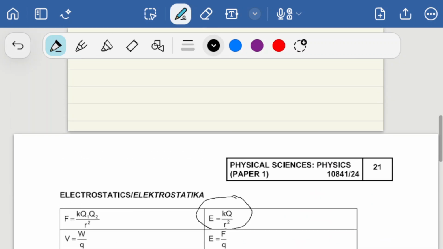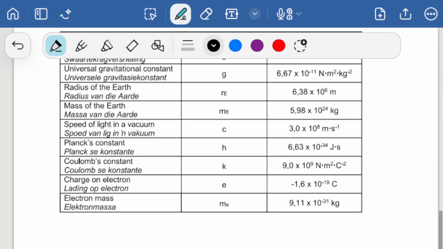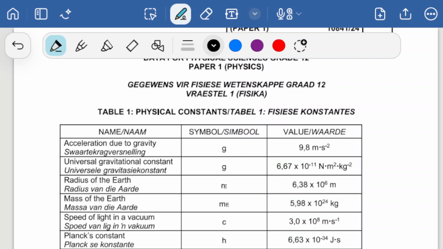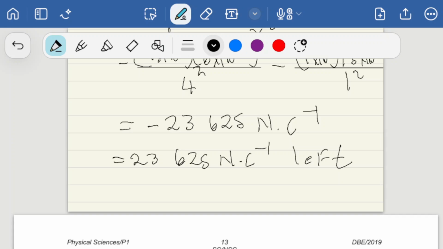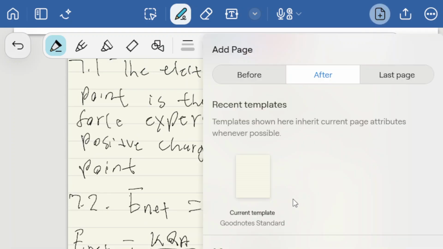Okay, so now we will go to the formula sheet, to the charge of an electron. The electron charge is the second last, can you see? Yes. So it is minus 1.6 times 10 to the power of minus 19, with a minus because it's an electron. So for the proton it will be positive. Therefore, let us write it. It's 7.3.